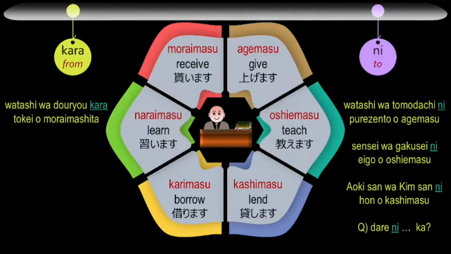Let me give you another example. Sensei means teacher, gakusei means student, eigo means English, and naraimasu means to learn. To say that the students learn English from the teacher, in Japanese it will be gakusei wa sensei kara eigo o naraimasu.